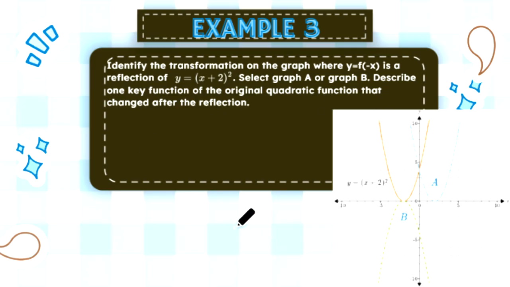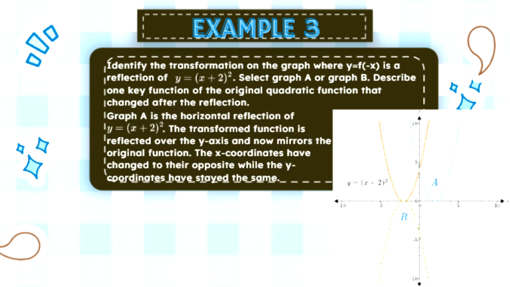Which one is the horizontal reflection? Okay. Easy. We're not going up and down, we're going side to side, so it has to be A. Graph A is the horizontal reflection. The transformed function is reflected over the y-axis. This is the y-axis. And now it mirrors the original function. The x-coordinates have changed to their opposites, while the y-coordinates have stayed the same. X changed, y stayed the same. Okay.